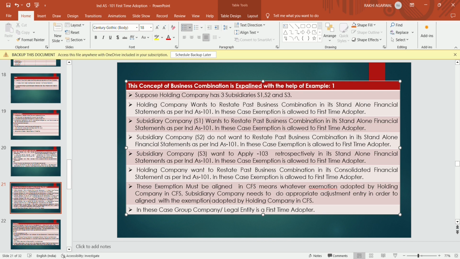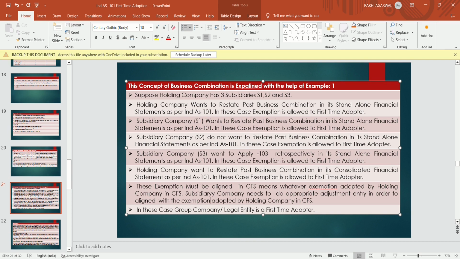In the same way, subsidiary company S1 wants to restate its past business combination in its standalone financials as per Ind AS 101, because subsidiary 1 is also a first time adopter. These exemptions are allowed. Subsidiary 2 does not want to restate business combination in its standalone financials as per Ind AS 101. So the exemption is allowed because S2 is also a first time adopter.